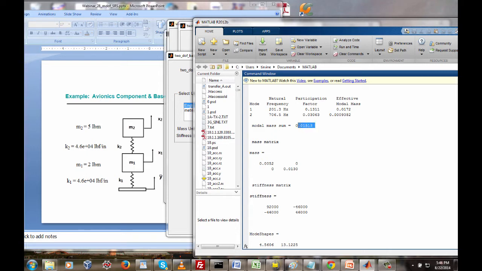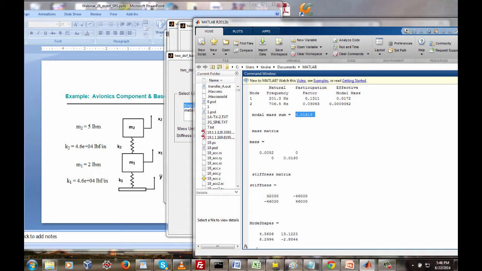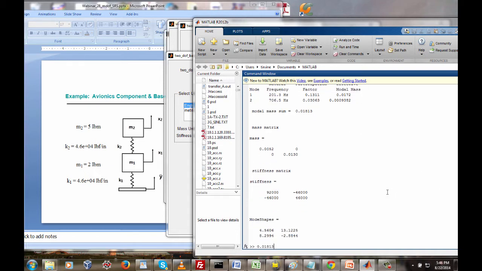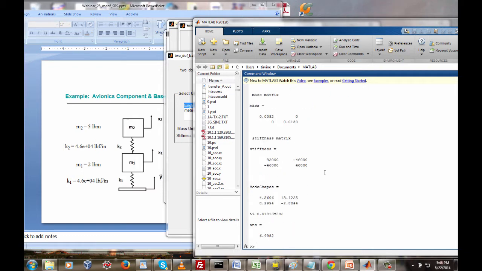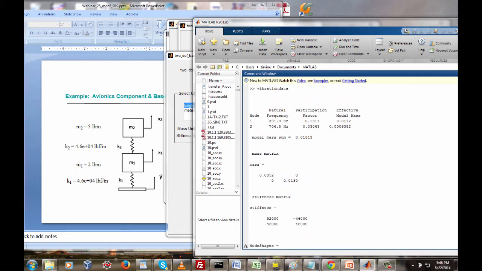for now. Now let's take this modal sum value here, which is 0.018, and let's multiply that by 386, because these mass units here are really pounds force seconds squared per inch. So to get back to LBM, pounds mass, we multiply by 386, and we see that's almost equal to 7. Well, 7 is equal to 5 pounds plus 2 pounds. So we're accounting for basically 100% of our modal mass.